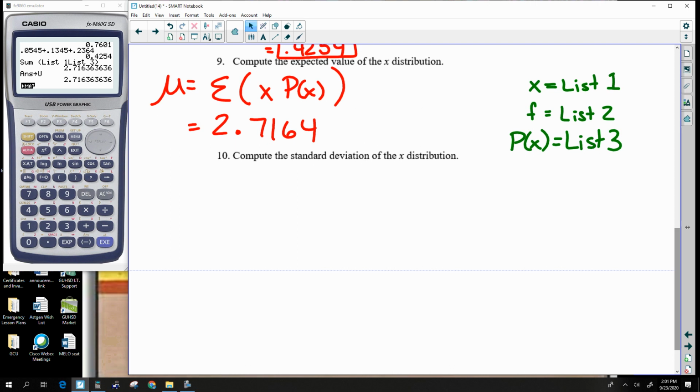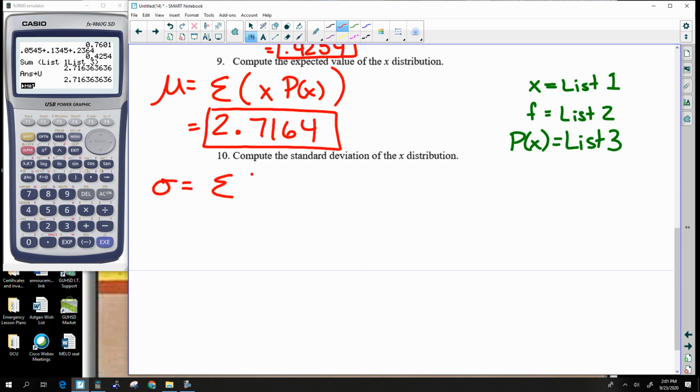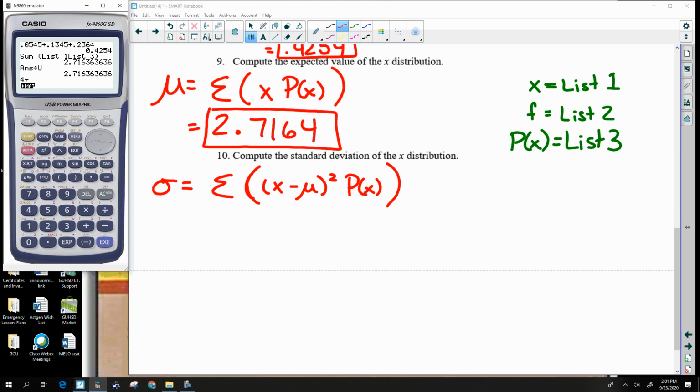Okay, the next question is, what is the standard deviation? Let me highlight this answer. So the standard deviation is going to be the sum, open, open, x minus mu, closed, squared, p of x, closed. All right, so this is the sum, open, open, x minus mu, excuse me, that's mu, closed squared p of x, closed.